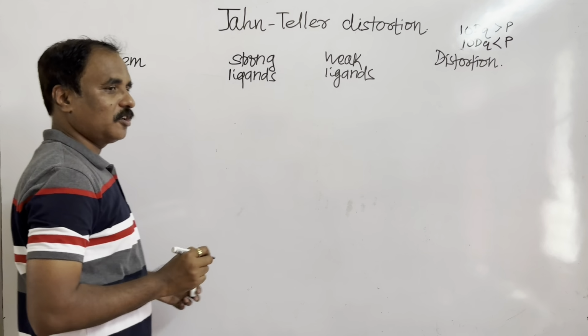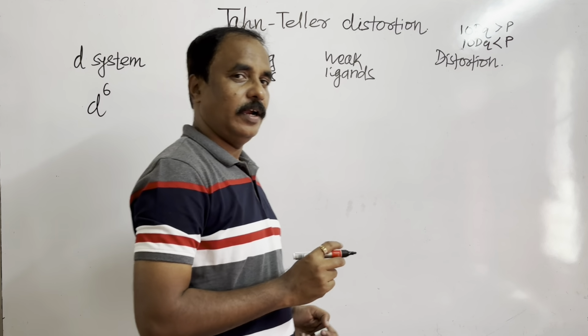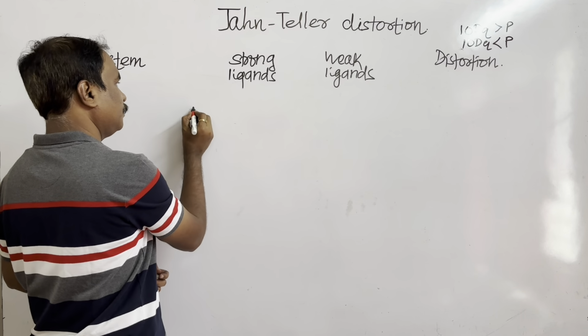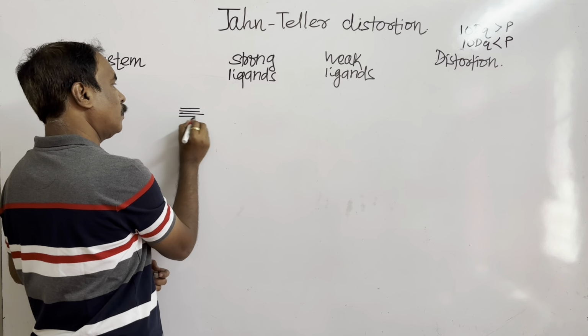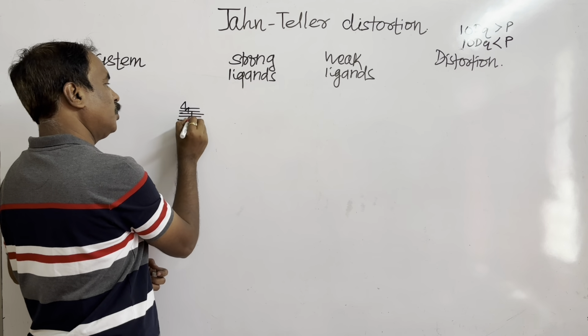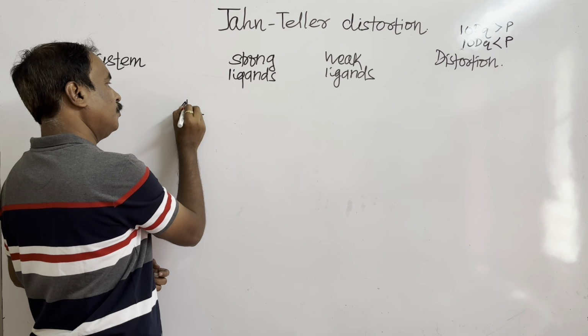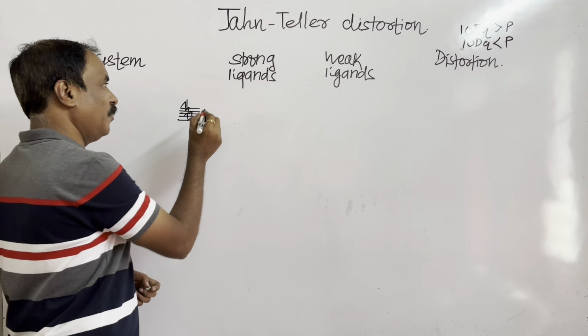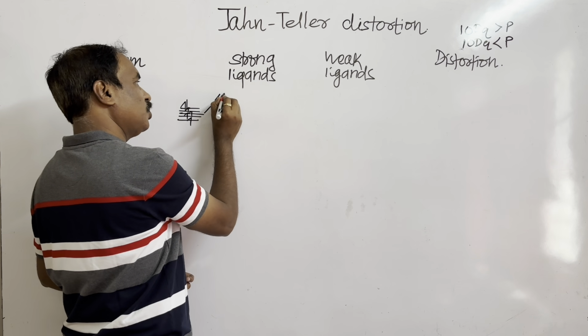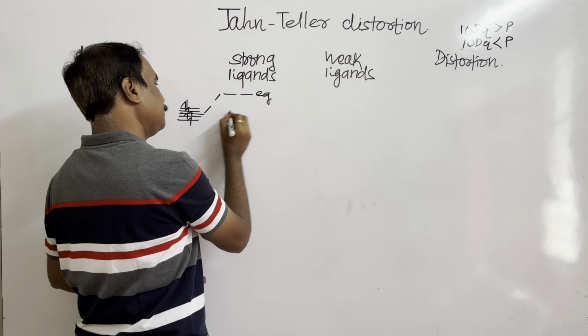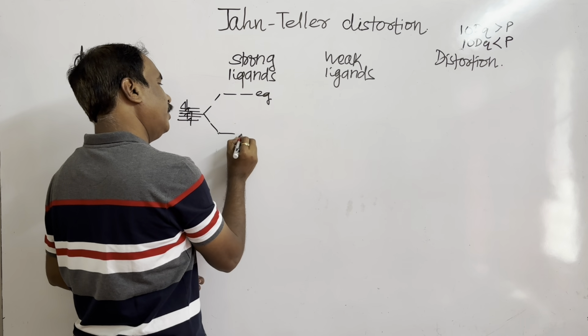In case of D6, when 6 electrons are present in d and attack of strong ligands, here are 6 electrons, splitting of d atomic orbitals when there is attack of strong ligands, here it is Eg and here it is a T2G.